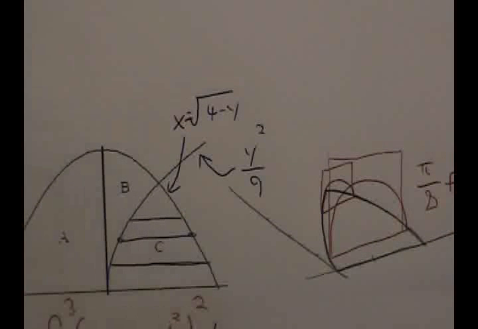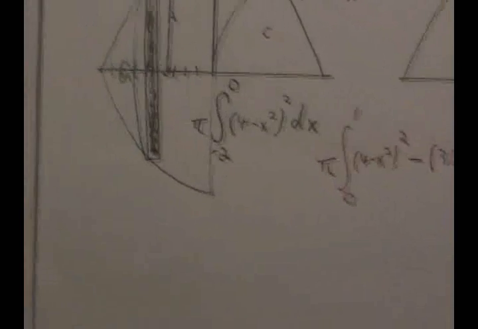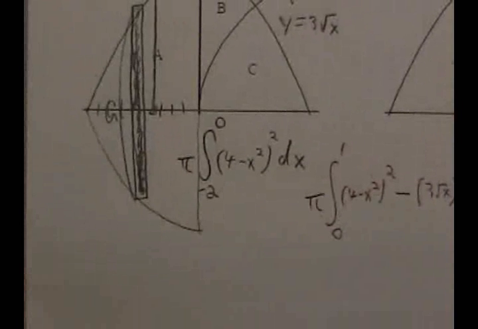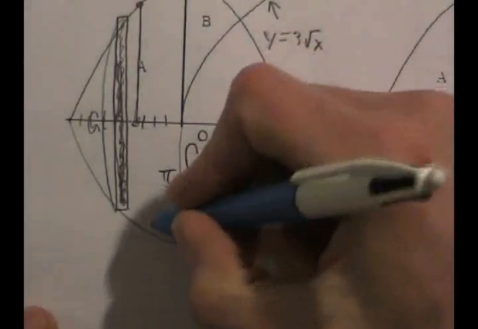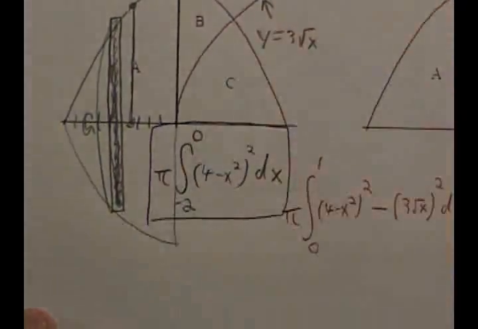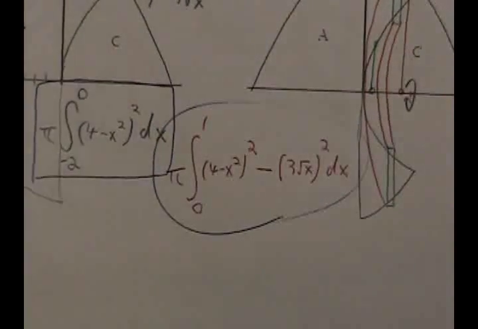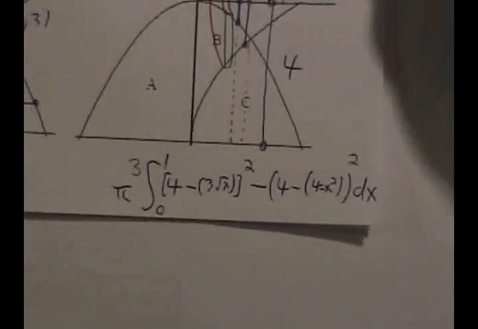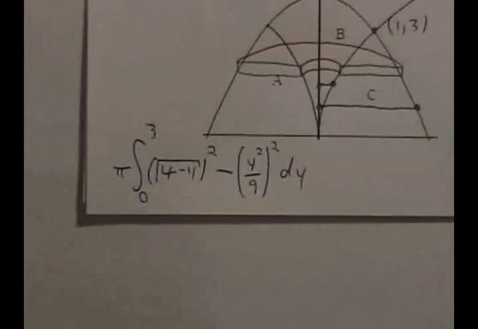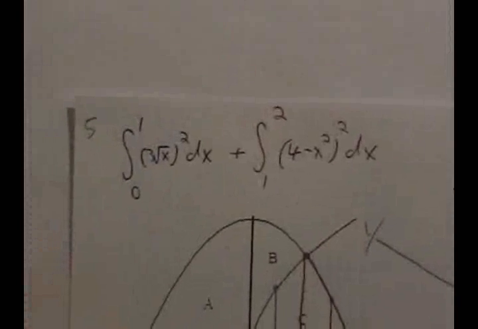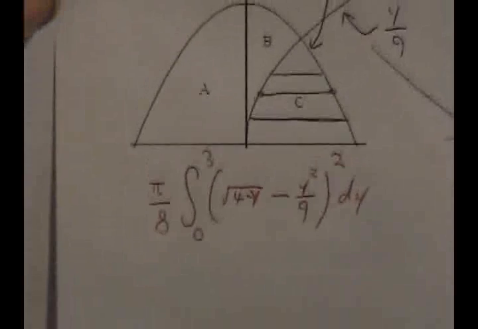And there you go, 6 examples of setting up definite integrals for volumes of various solids. In case you just want the answers right away, here they are. The problems are in the description. The answer to number 1 is this. The answer to number 2 is this. The answer to number 3 is that. The answer to number 4 is this. Number 5 is these two. And 6 is this.